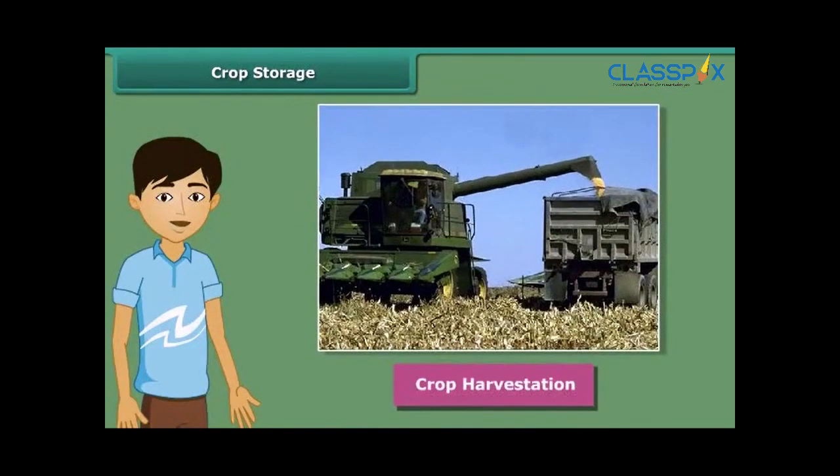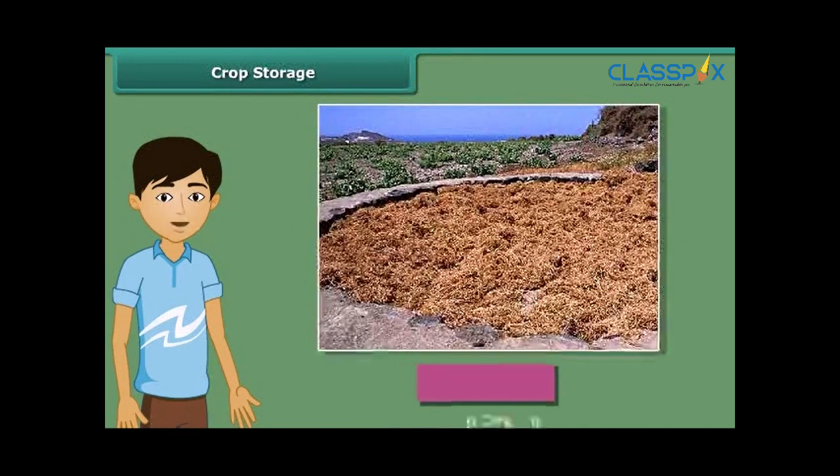Once harvesting is done, crops are stored in huge storages. We should take some precautions to store crops because if the harvested grains are stored without drying, then they may get spoiled or attacked by organisms, and thus they will lose their germination capacity. So the grains should be properly dried in the sun to reduce the moisture in them.